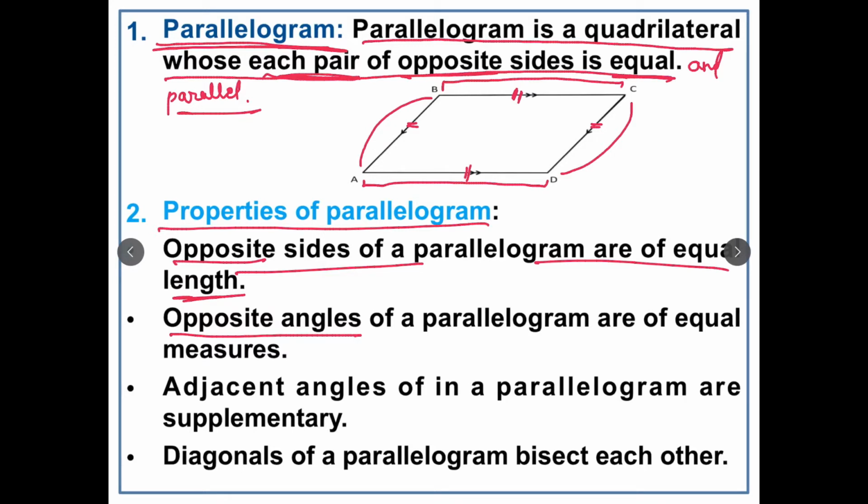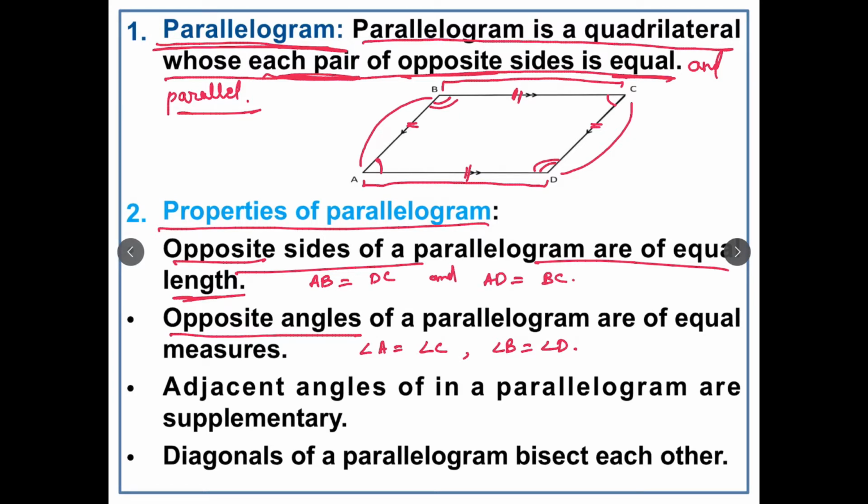That means the angle opposite to A will be angle C, so angle A equals angle C. Similarly, angle B equals angle D. In this one, opposite sides are parallel, so I'll write AB is equal to DC and AD is equal to BC.